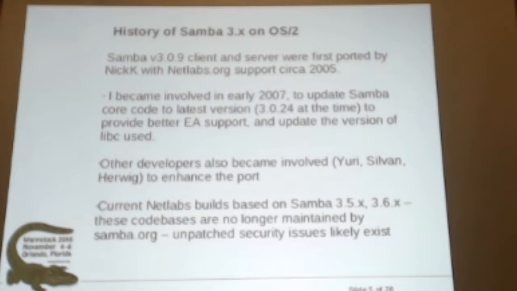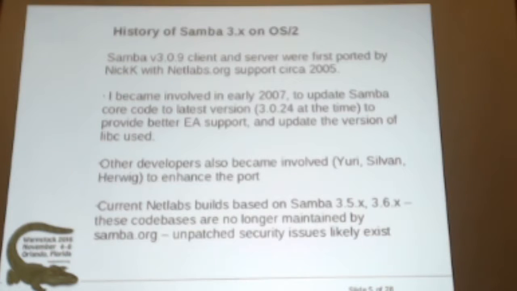I stopped working on Samba and started working on other things because there were other people working on Samba. I didn't need to spend time on Samba. So probably for a good six, seven, eight years until last year, I hadn't touched the Samba code.